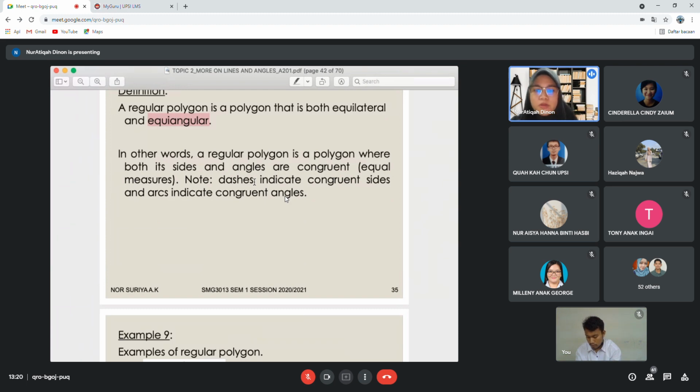Normally we put a dash to indicate congruent sides, and we put arcs to indicate congruent angles. As you remember last time, if we have 4 lines that have one dash, we know that all 4 lines are congruent, or the same measure. But when we want to indicate another line which is different from the first 4, we normally add another dash. So 2 dashes for a different measure, different length from the one before.